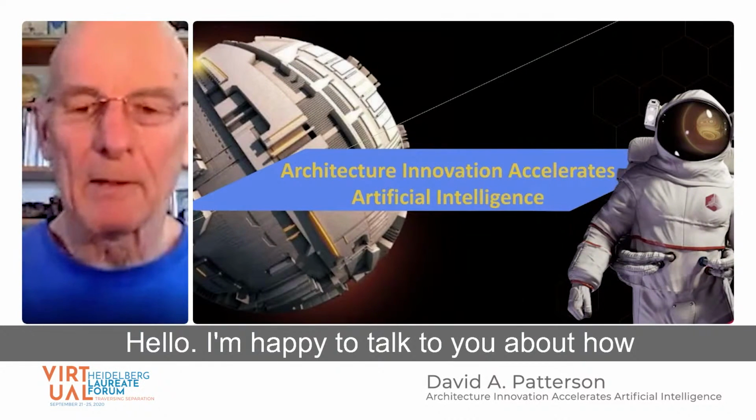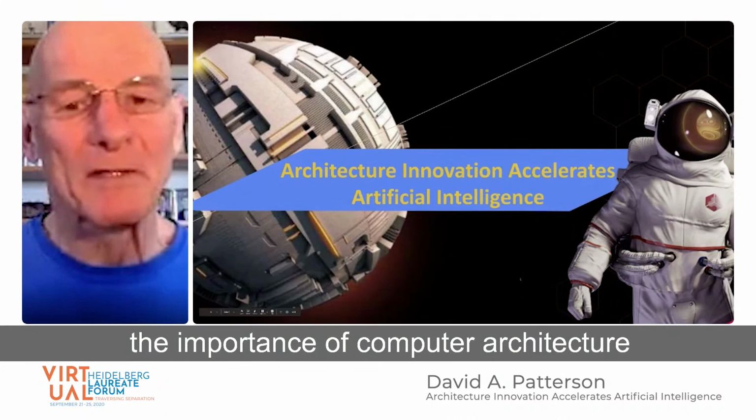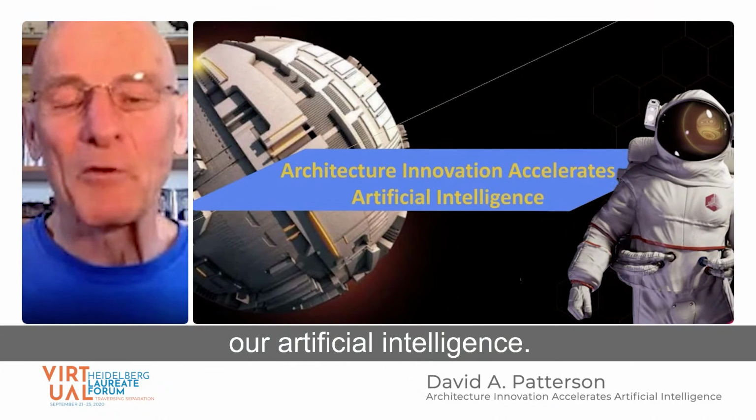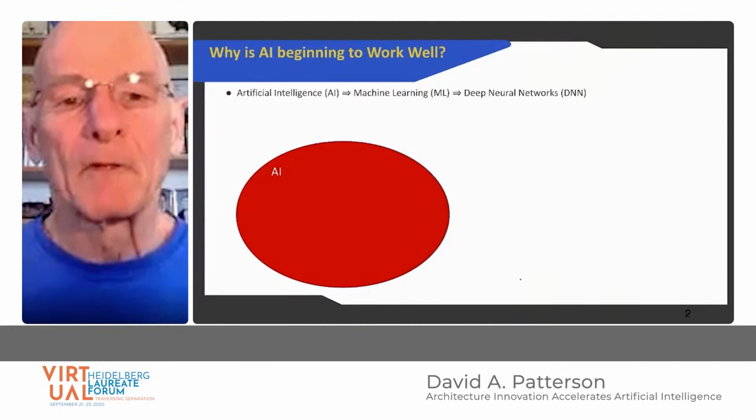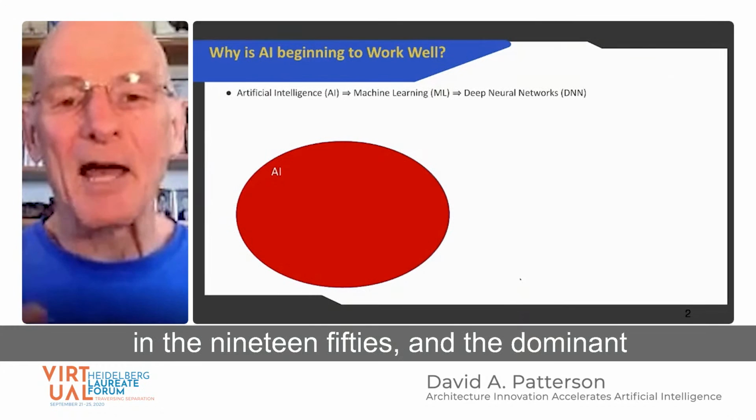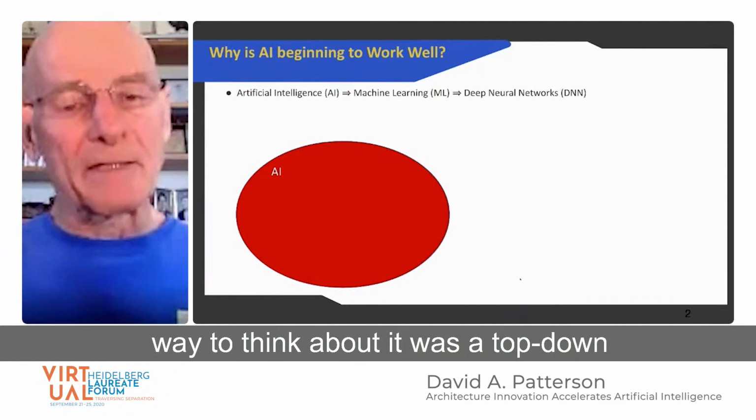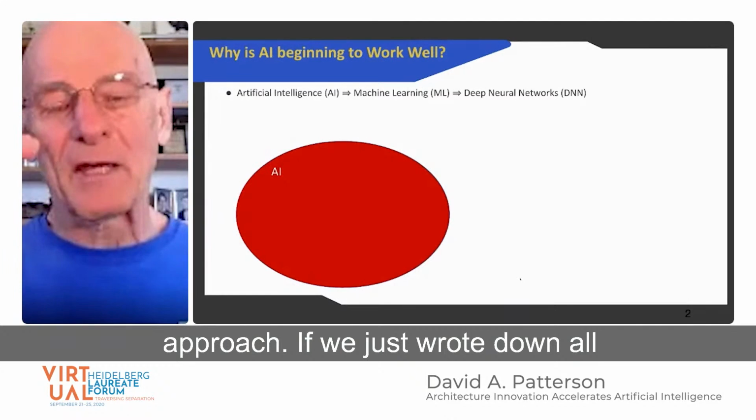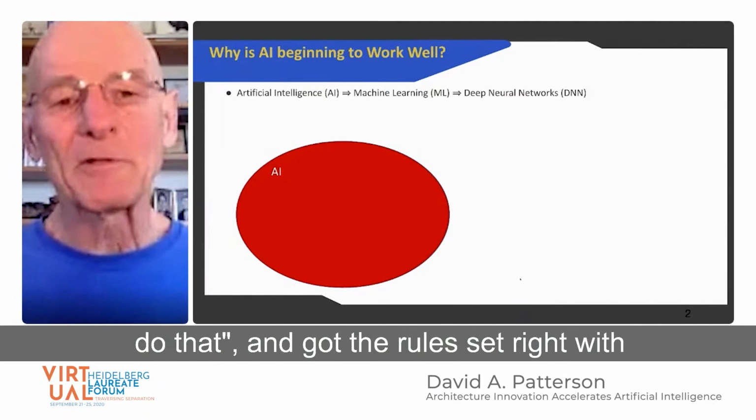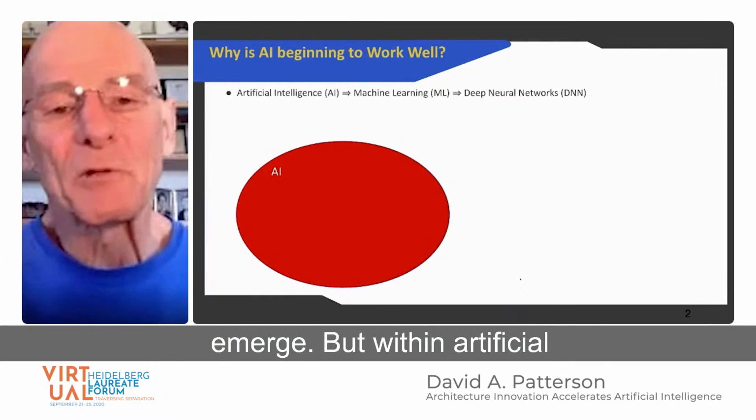Hello, I'm happy to talk to you about how the importance of computer architecture affects the rate at which we're going to improve artificial intelligence. Artificial intelligence started in the 1950s, and the dominant way to think about it was a top-down approach. If we just wrote down all the rules, kind of if this happens, do that, and got the rule set right, with the proper logic, intelligence would emerge.